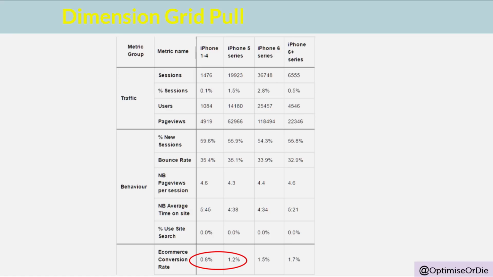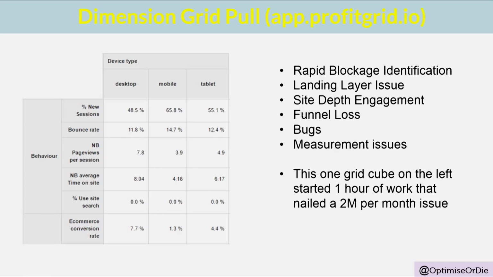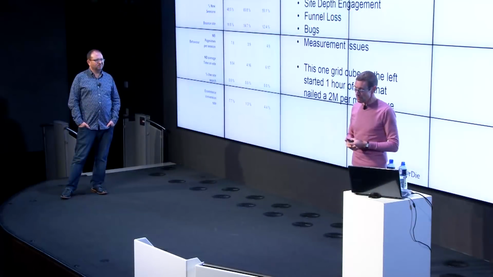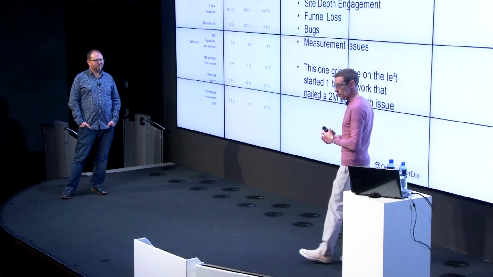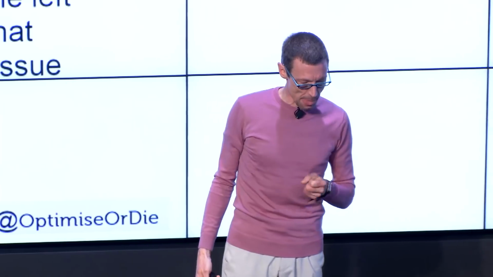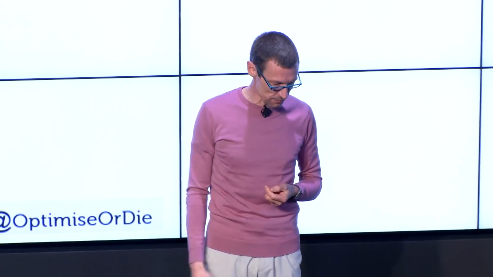And what we uncovered here, this one little difference down here for the tablet conversion, led us to start 1 hour of work that nailed a $2 million a month loss. $2 million a month for a travel company. It's a lot of money. And no one called them up. What it was is you couldn't book a return trip on a tablet. You could only book the outward leg of the journey, and the button broke on the return journey. No customers had called up, right? But the data told us that there was something wrong, and if we hadn't split the funnel in that way, we wouldn't have figured it out.